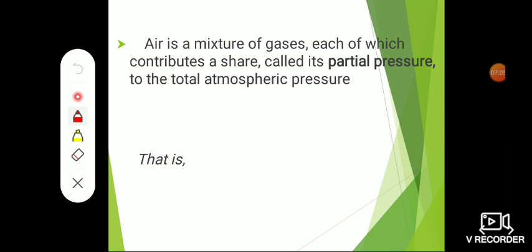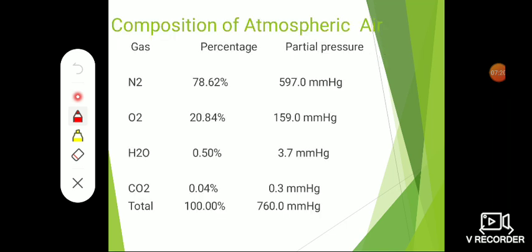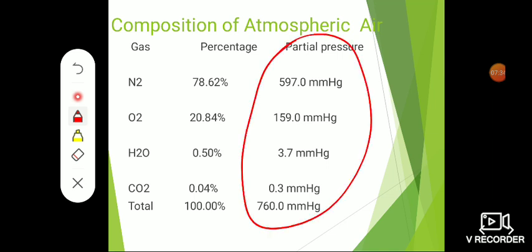Air is a mixture of gases, each of which contributes a share, called its partial pressure, to the total atmospheric pressure. So whatever the contribution of that gas to the atmospheric pressure, that is called its partial pressure. For example, as we know, oxygen is 20% in the atmospheric air, so it contributes 20% of the total pressure in the atmospheric air, that is 159 millimeters of mercury. Now this whole concentration will change with altitude.